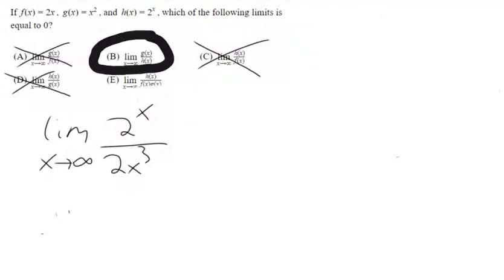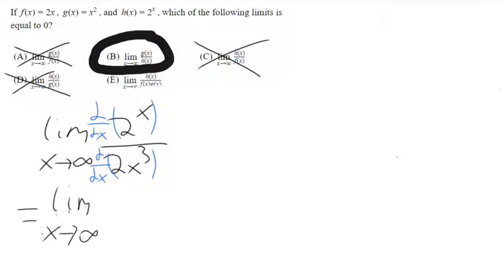So I'll write down d dx and d dx. And this will be equal to the limit as x goes to infinity. And on the top, derivative of 2 to the x is 2 to the x, natural log of 2. And on the bottom, derivative of 2x cubed is going to give me 6x squared. Now, as you can see, this still goes to infinity over infinity. So I have to do L'Hopital's rule again.